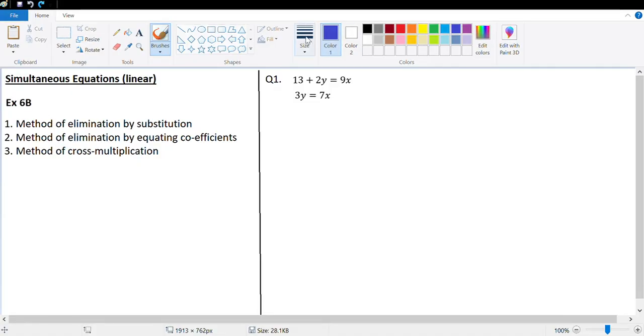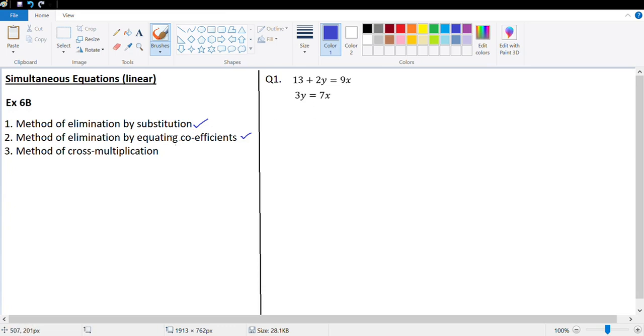Hi guys, let's start a new exercise. This time we are looking at exercise 6b. So we are looking at solving simultaneous equations and we've already learned one method, which is the method of elimination by substitution. Now this exercise uses the second method, which is the method of elimination by equating coefficients. So let's look at how this works.